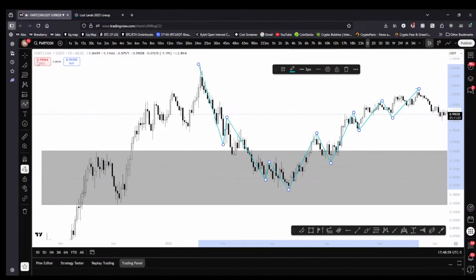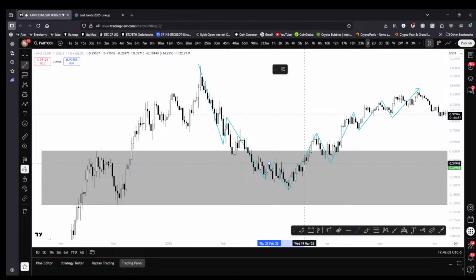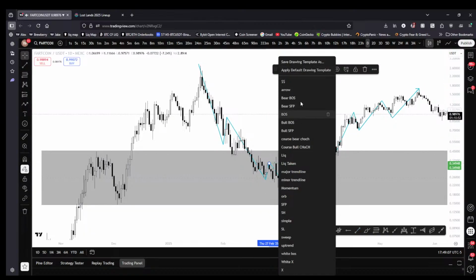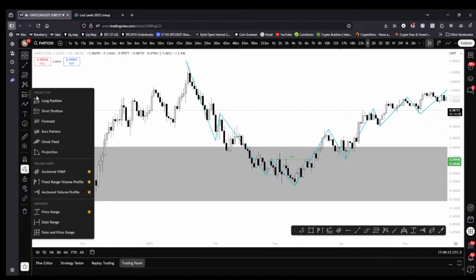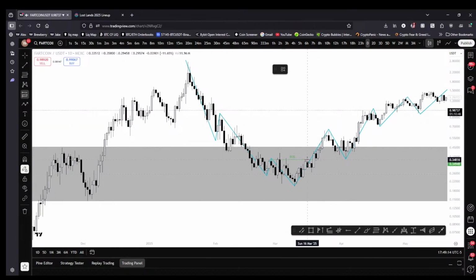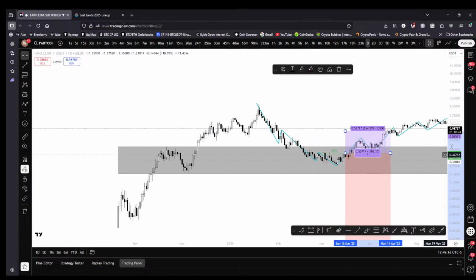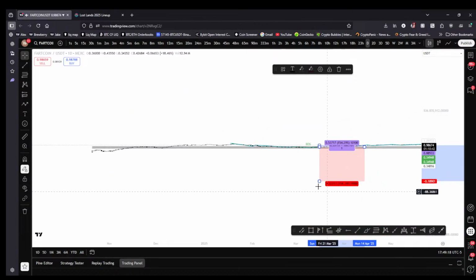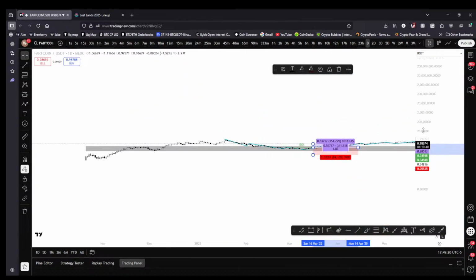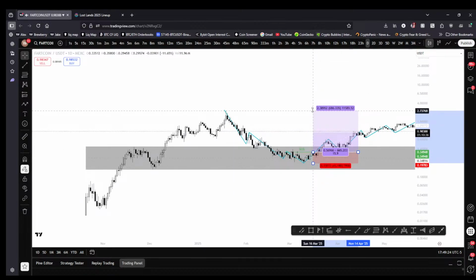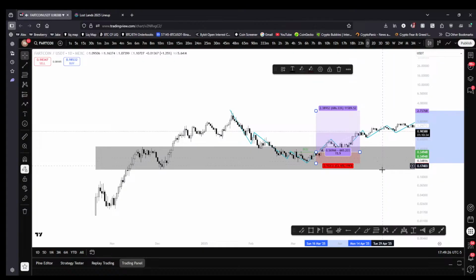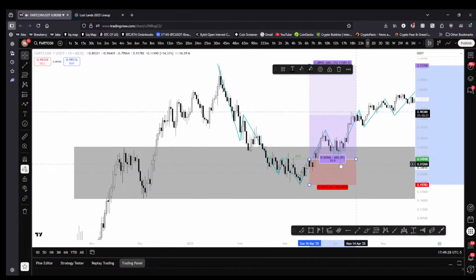Right? Entry condition, find our break of structure. Can enter off that break of structure. Stop loss below the lows, targeting the highs. It's a 15-to-1 trade. All right.